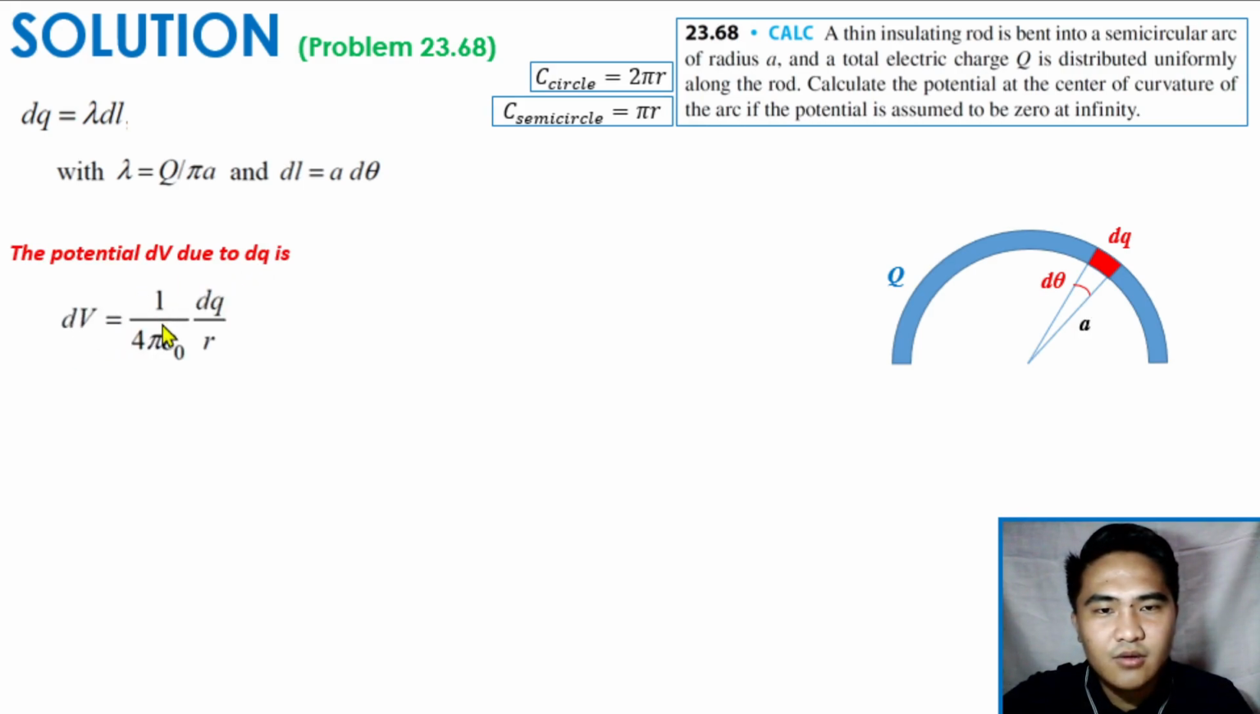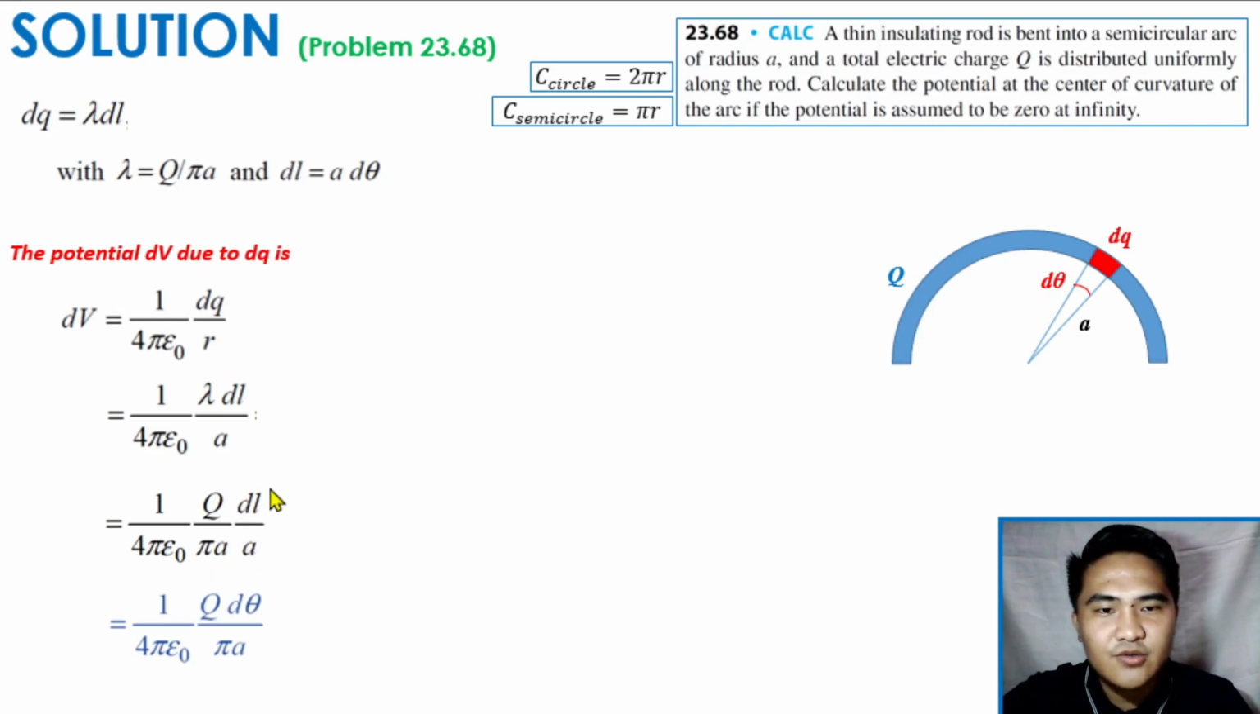The potential dV due to dq is given by this. dV is equal to 1 over 4 pi epsilon naught dq over r. This dq, we will substitute with lambda dl. And we will substitute lambda with Q over pi a. So here it is. Simplifying this by substituting dl with a d theta, we will have 1 over 4 pi epsilon naught Q d theta over pi a.